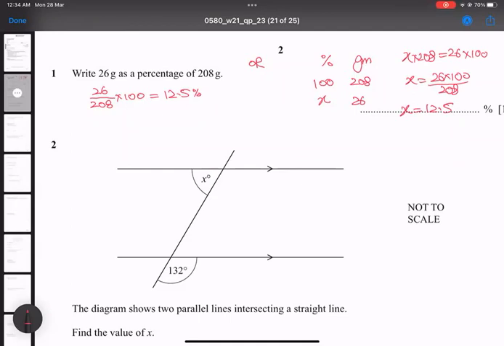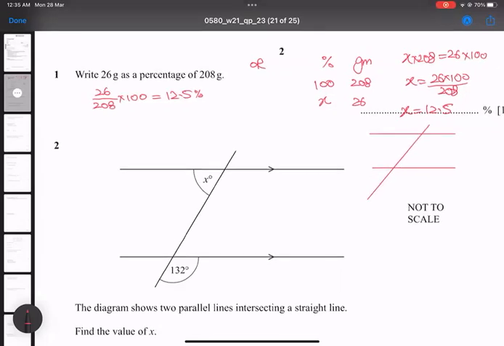Let's talk about question number 2. He has given us two parallel lines, and all of you are familiar with what happens whenever we have two parallel lines. So first of all, we can show two vertical angles like this. This angle and this angle are equal to each other. If this is 132, then this is, common sense, 132.